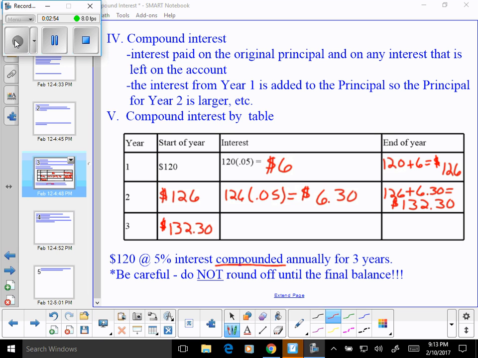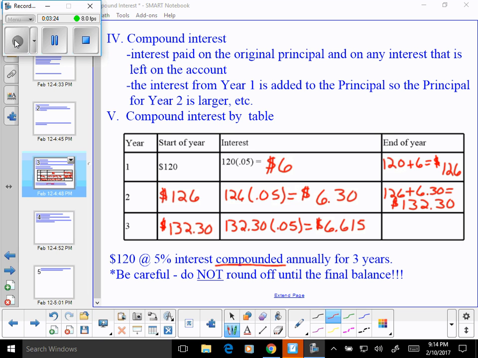132.30. Now this is where, when we multiply, we're not going to be able to round off until the end box over here. So we are going to take the 132.30 times 0.05, and that's going to give us 6.615. We do not round off yet. Do not put that in as $6.62.